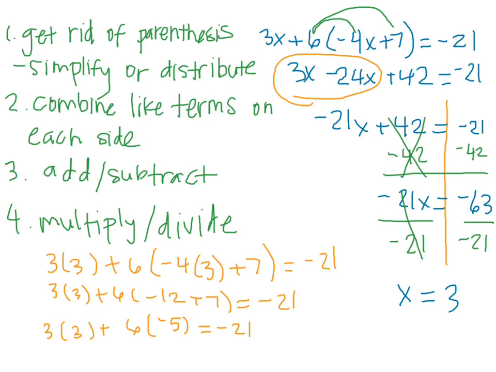And now, since I'm running out of space, I'm going to do my multiplication at the same time. So 3 times 3 is 9, minus 6 times negative 5 will give me negative 30, equals negative 21. And 9 minus 30 is negative 21. Does negative 21 equal negative 21? Yes, it does. So I know my answer is correct.